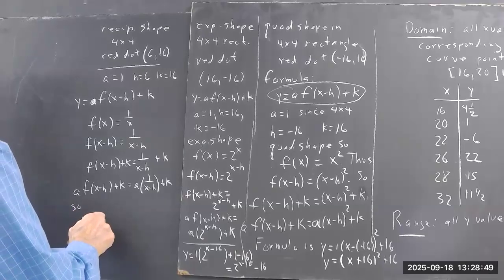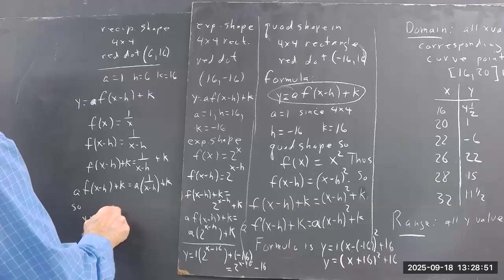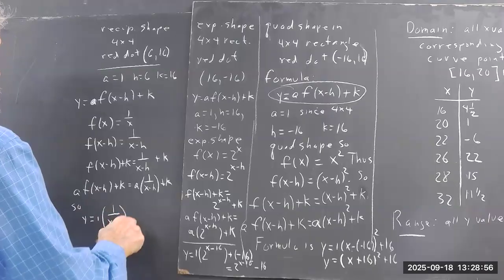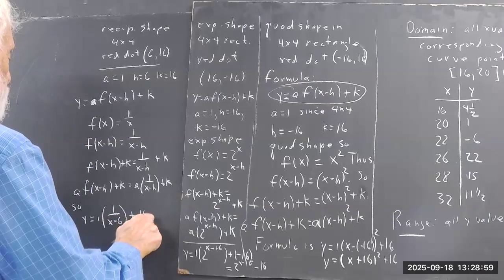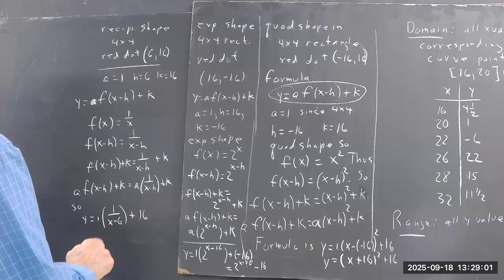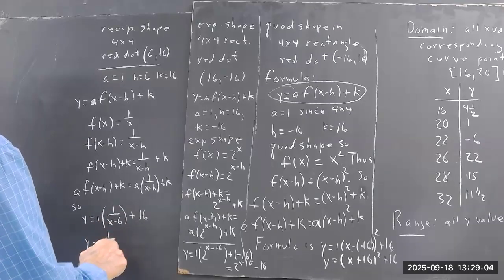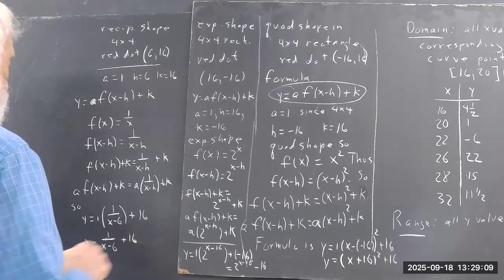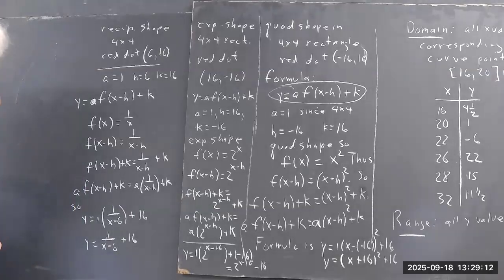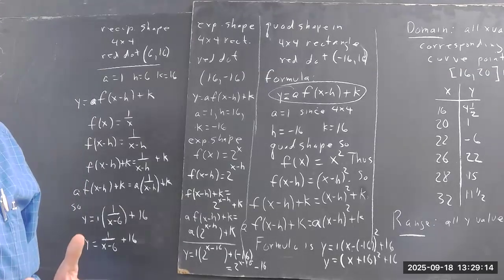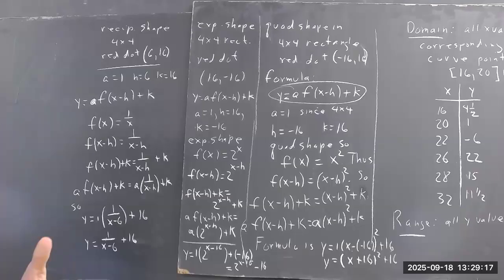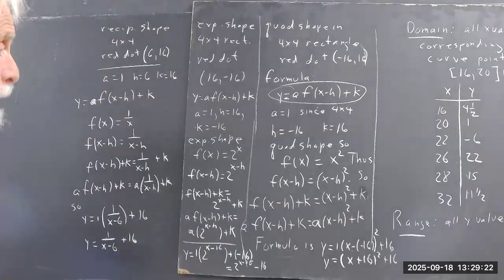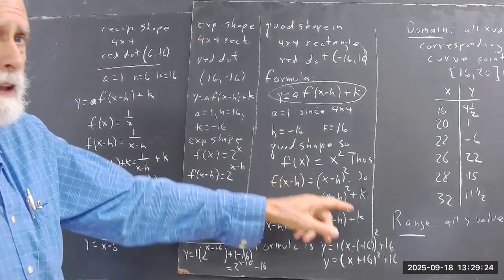So we get y equals 1 times 1 over x minus 6, because h is 6, plus k, well, k is 16. 1 times anything is just that anything, so it's just 1 over x minus 6 plus 16. And that's all I ask. So you see, I spent a long time explaining this, and I do these rather quickly, but it's all the same. The only difference is in what f of x minus h is.